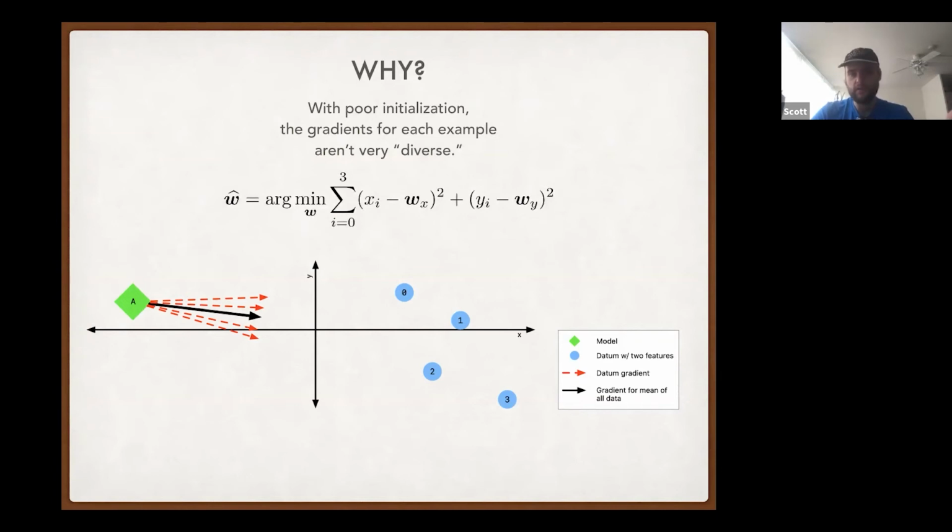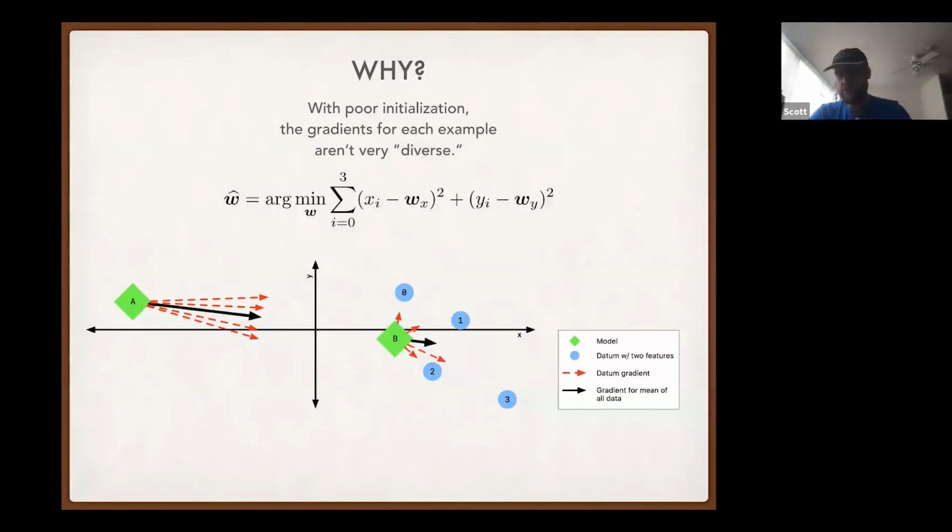So the green diamond is the model, the estimate of the average, and the dashed red lines are the gradients for each example, and the solid line is the mean of all 4 examples. And here we see that all the gradients are pretty similar, so maybe there's not much gain in choosing a batch size of 1 versus a batch size of 2, because all the gradients are pretty similar. The gradients don't change much if we have more examples.